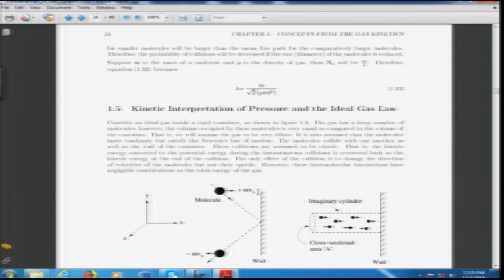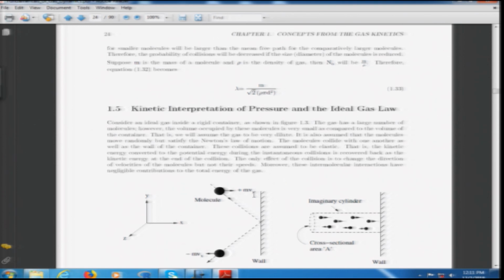Since the collision with the wall is elastic, after the collision only the direction of the molecule changes. Let's say it goes something like this. Then you see that the x component becomes the same magnitude mvx but with a negative sign. So this is the change in the momentum in the x direction.